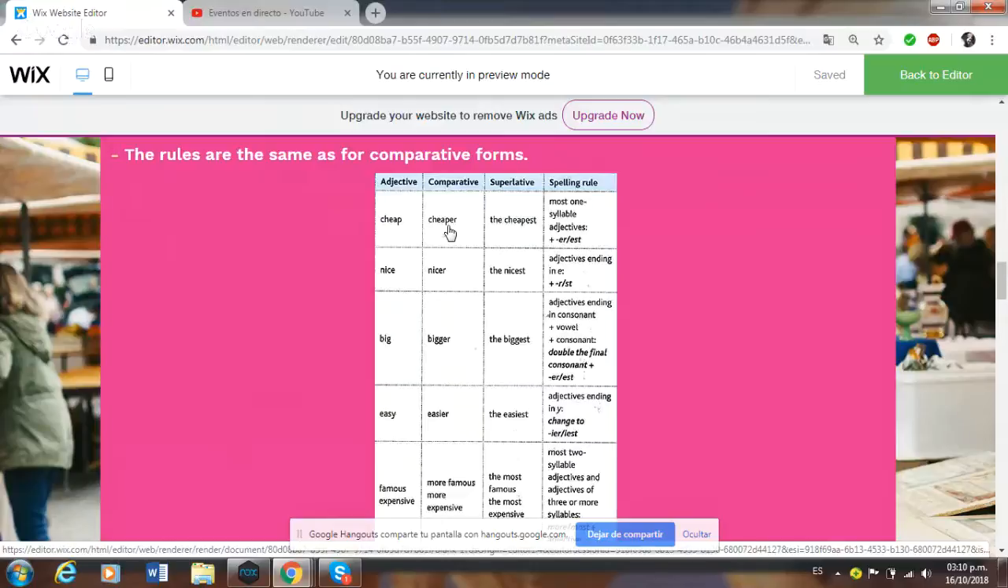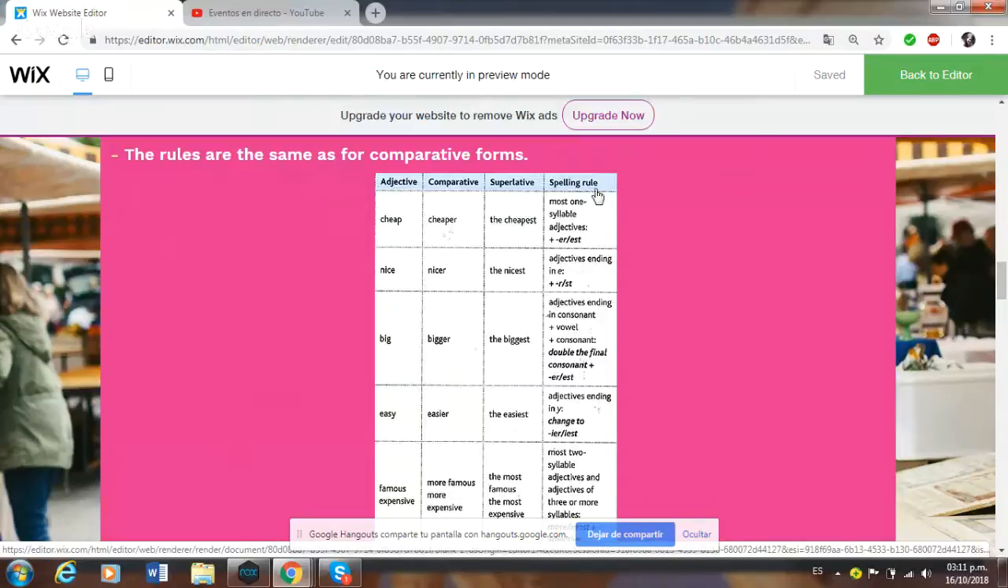Remember that when the word has one syllable, we add E and R at the end of the word, cheaper, to create the comparative form in adjectives of one syllable, like in this case, cheap. And the superlative form, the cheapest, we add est at the end of the word, okay? The cheapest, to create the superlative form in adjectives with one syllable.